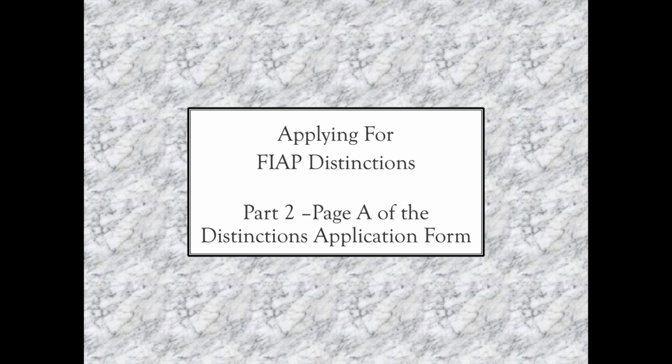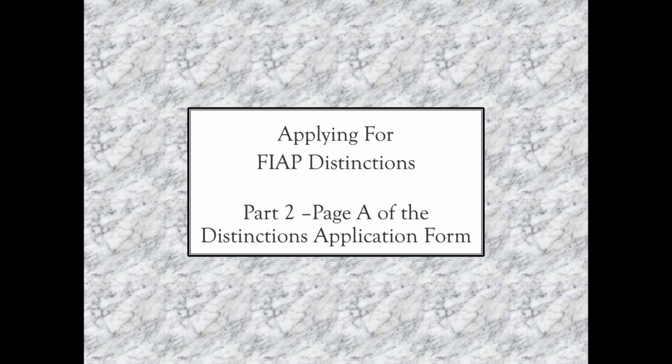This is the second in a series of videos aimed at assisting APS members with how to apply for FIAP distinctions. The information in this video is intended to help explain certain key aspects of completing a distinctions application and does not replace the need to read the application lodgement documents.